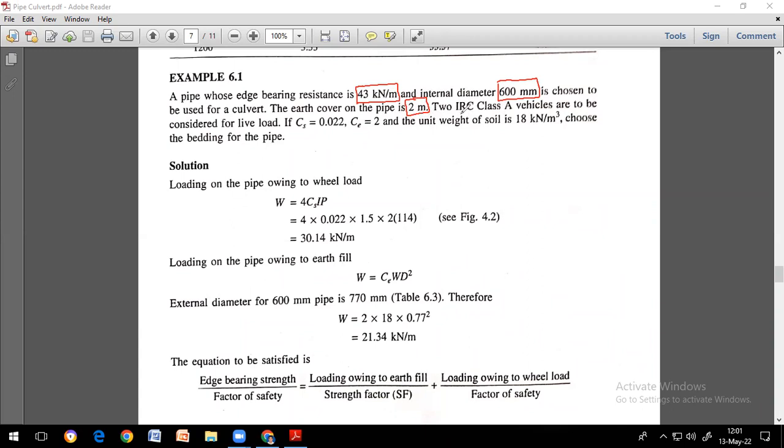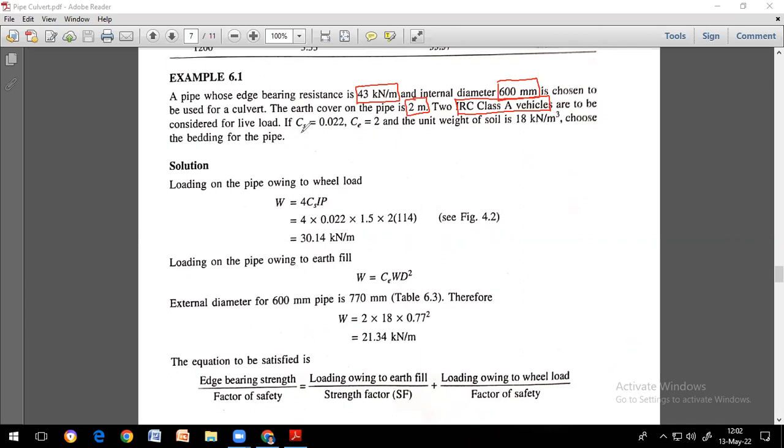What is the IRC loading which is considered for designing this pipe culvert? Class A. This is also given data. Class A vehicle is to be considered for live load. For the live load, the IRC loading is considered, and this earth cover of 2 meters is considered as earth fill. So what is the purpose of having this earth cover on the pipe? To calculate the weight of soil. And the IRC Class A vehicle is to calculate the live load.